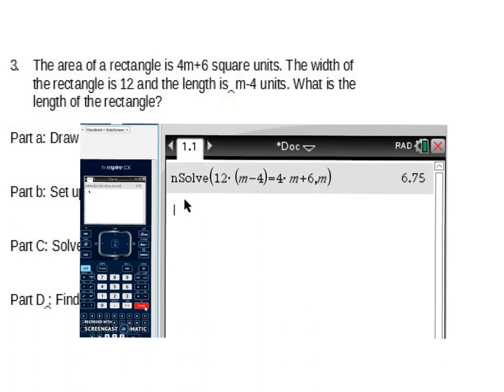and I get 6.75. In this problem, it's not asking for m, it's asking for the length. Well, the length is m minus 4. So I'm going to take my value, 6.75, and I'm going to subtract 4. So on your calculator, you're going to do 6.75 minus 4, and you should get 2.75. That's going to be your answer.